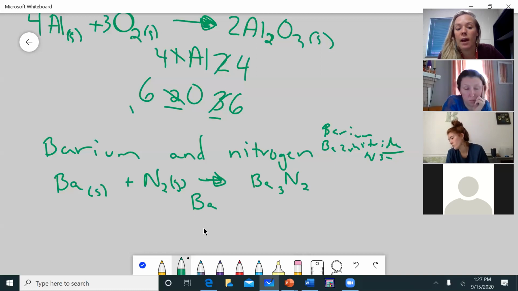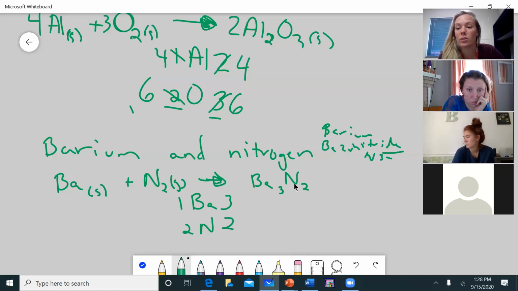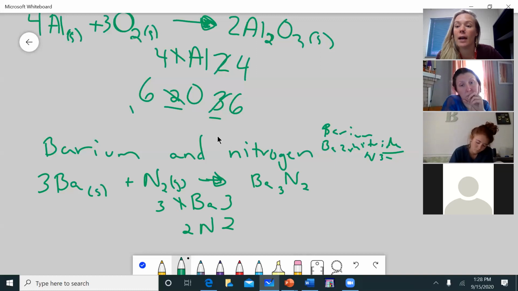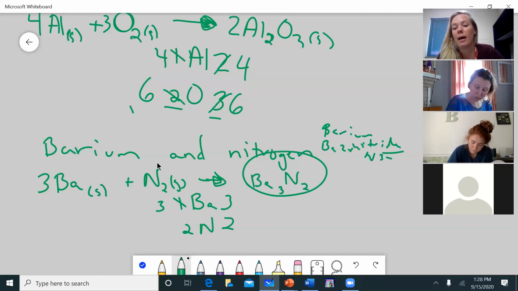Take inventory: I've got Ba, I've got N, 1 here, 3 here, 2 here, and 2 here actually. So the only thing I need to change up is my barium. If I put a 3 in front of there, that now alters that. So you definitely will want to be able to do combination reactions for metals and nonmetals. It's just as simple as getting the product by balancing your charges.